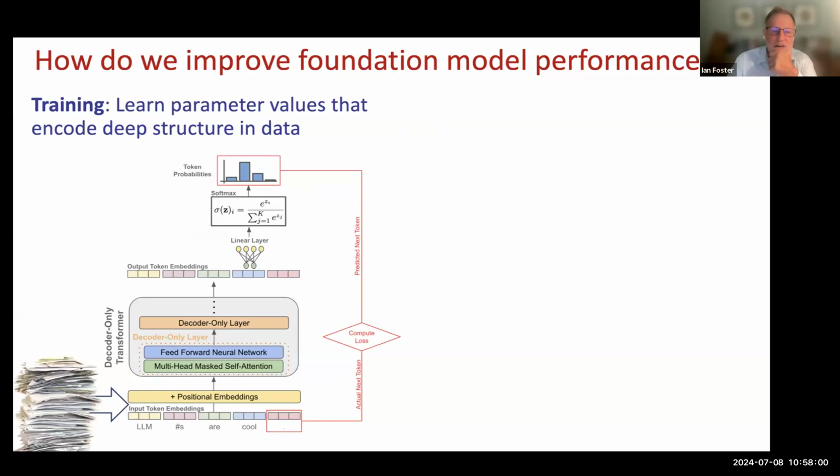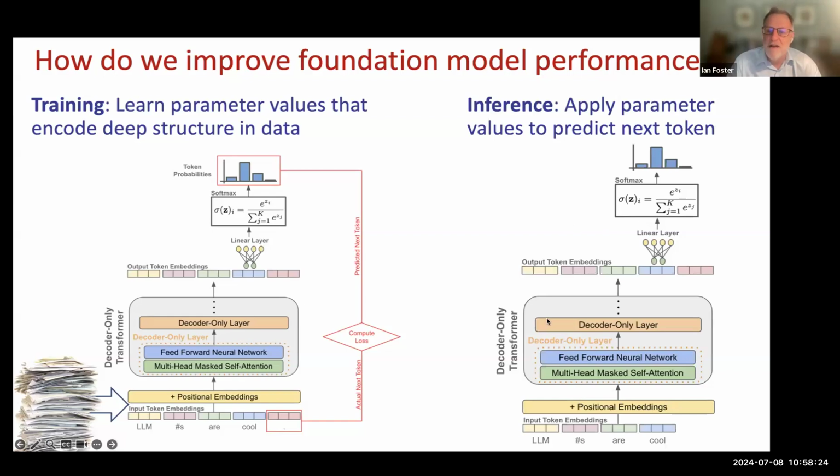So let's look more generally at how we improve foundation model performance. This is a simple little cartoon of the pre-training process of a foundation model. Lots of materials are provided as input. You're running things through, computing loss, updating the parameters, and then once you've got the parameter values, we're running the same input through to find out what the output token would be given a particular set of inputs. Training is the expensive part, inference is the cheap part.